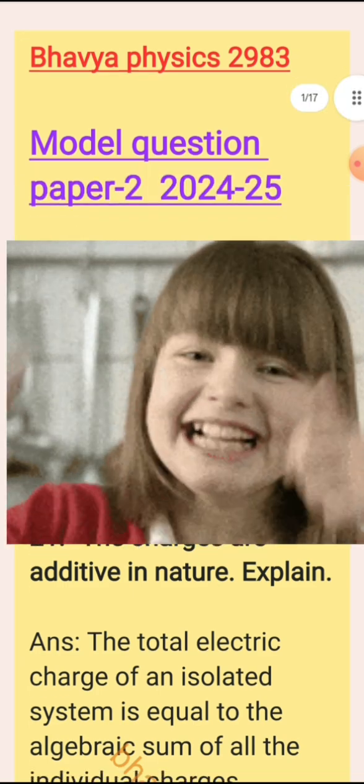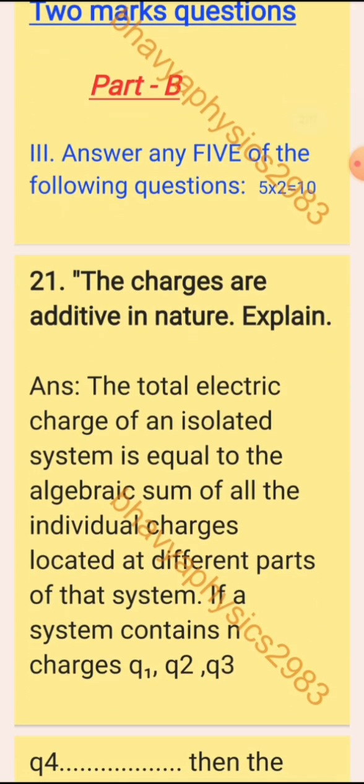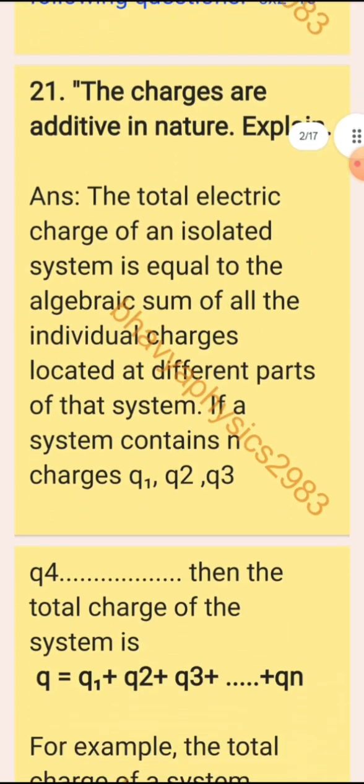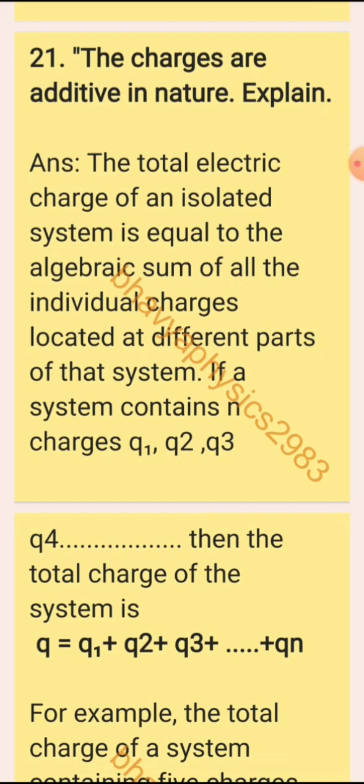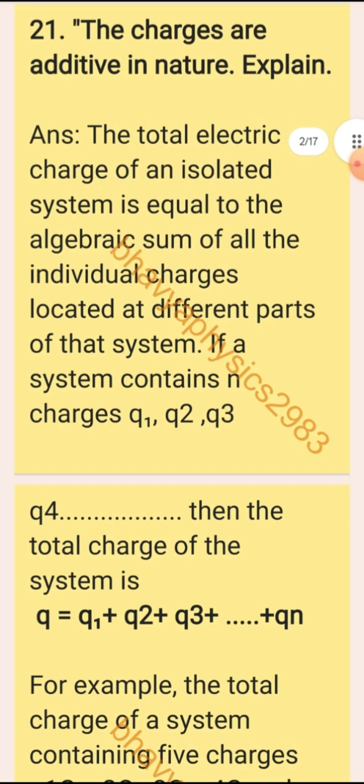Okay, now let us start the first question. It's 2 marks questions. The first question is, the charges are additive in nature. Explain. So this is from first chapter.